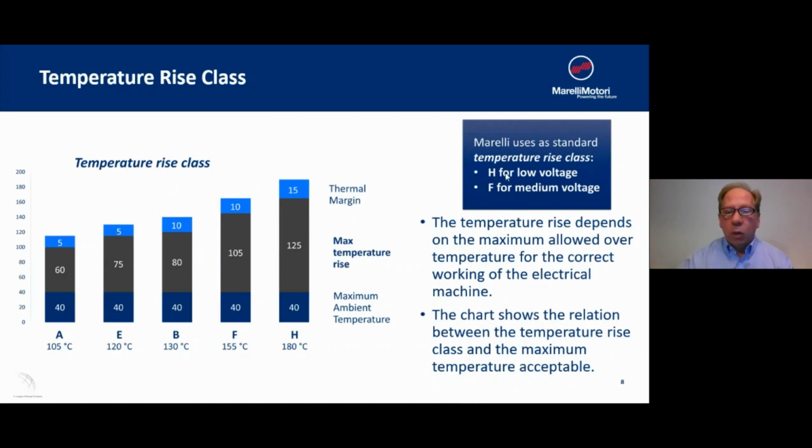And here again, we use H for all the low voltage, F for the medium voltage. When we say low voltage, typically we're talking in the US up to the 480 volt range, and medium voltage would be above that.